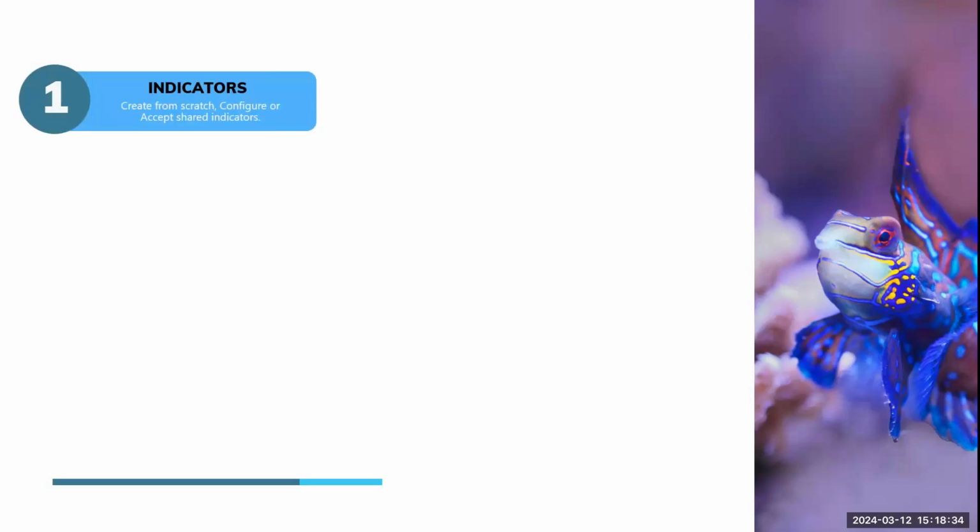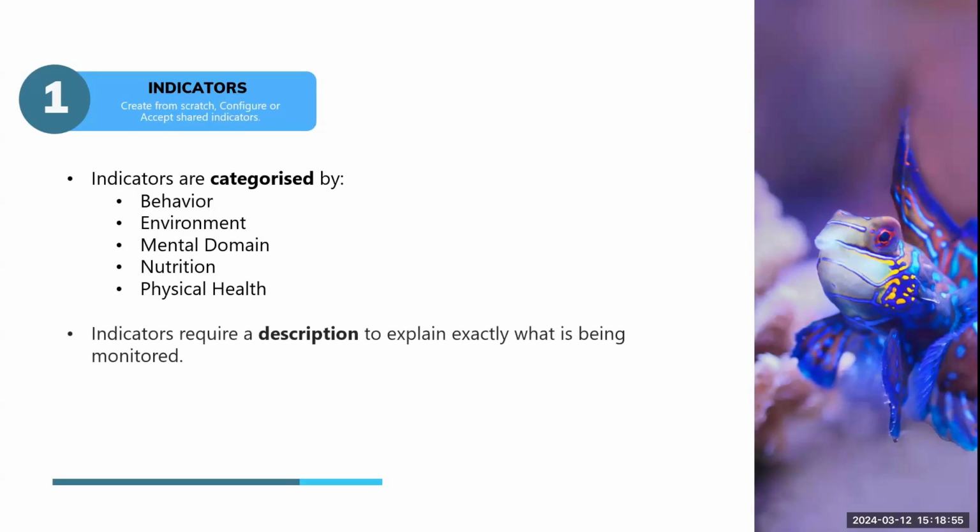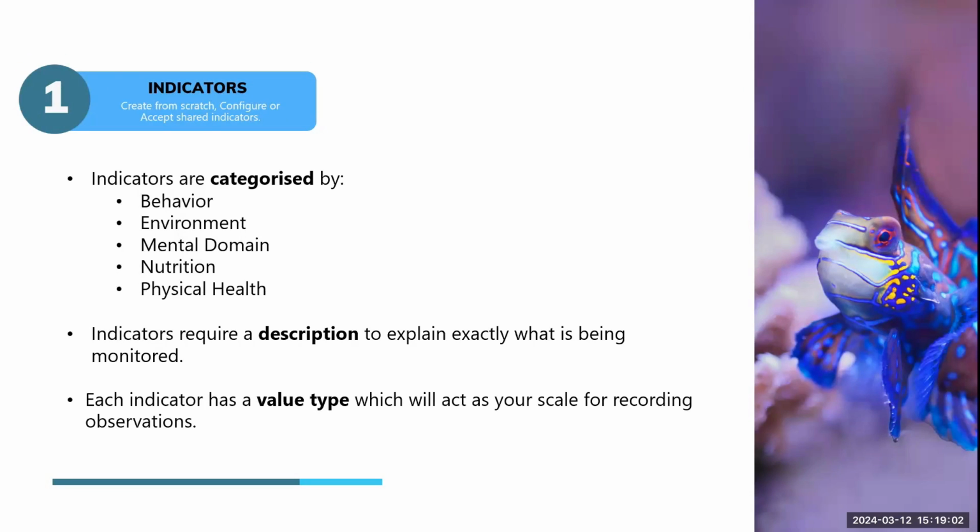So indicators are where you'll define each aspect of the welfare you want to track and assess. And indicators are categorized by the WAS's 5 domains. So you'll pick whether you're assessing behavior, environment, mental domain, nutrition, or physical health. Then you'll need to add a description of what it is you're monitoring. And then you'll pick a value type that you'll use to record these observations.